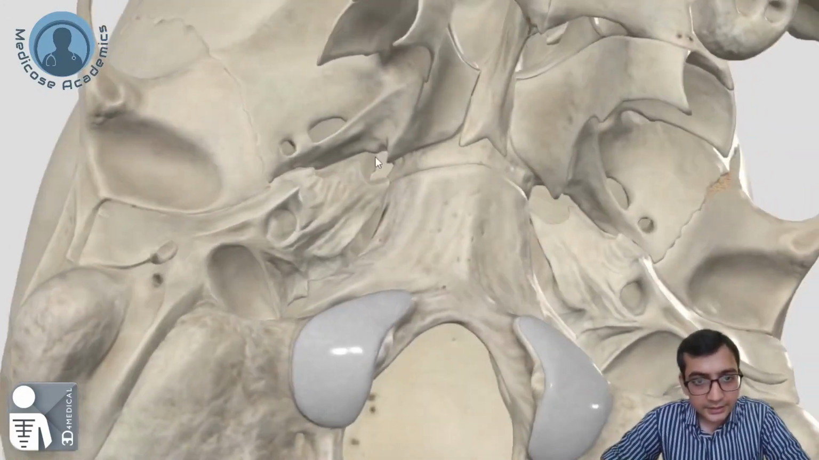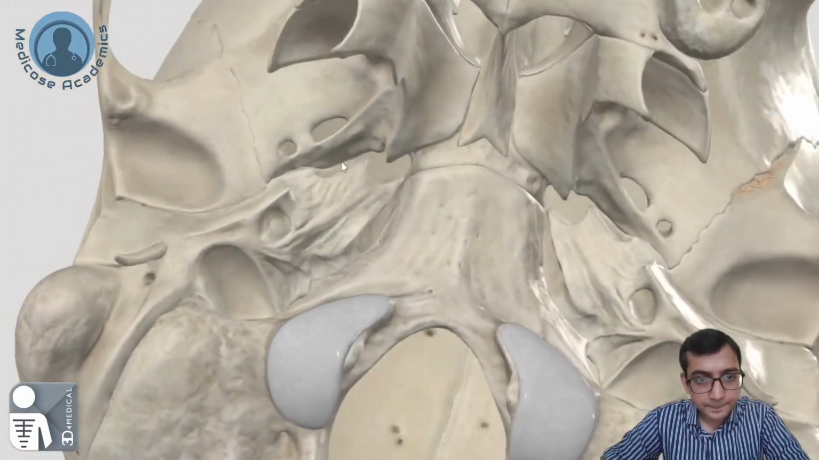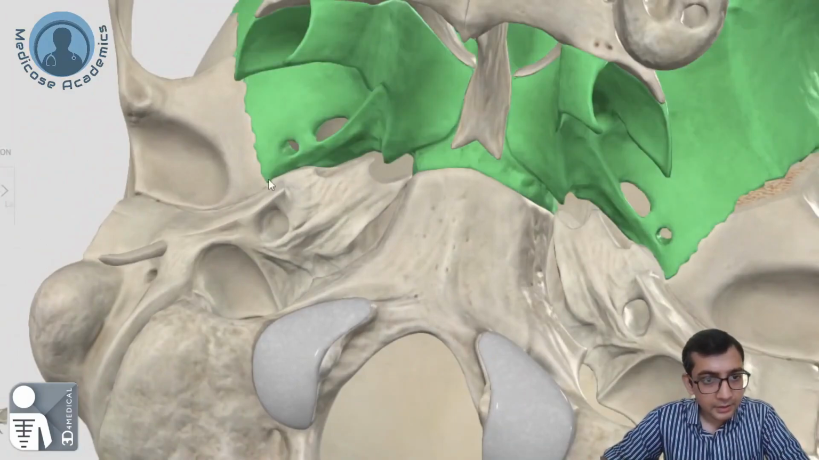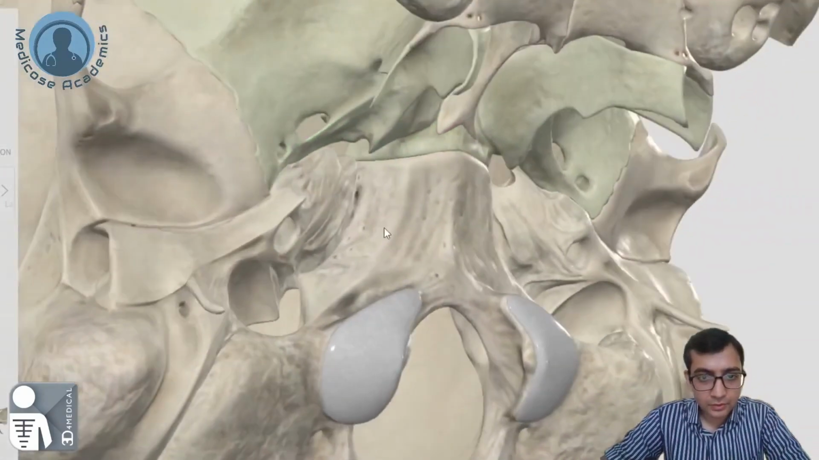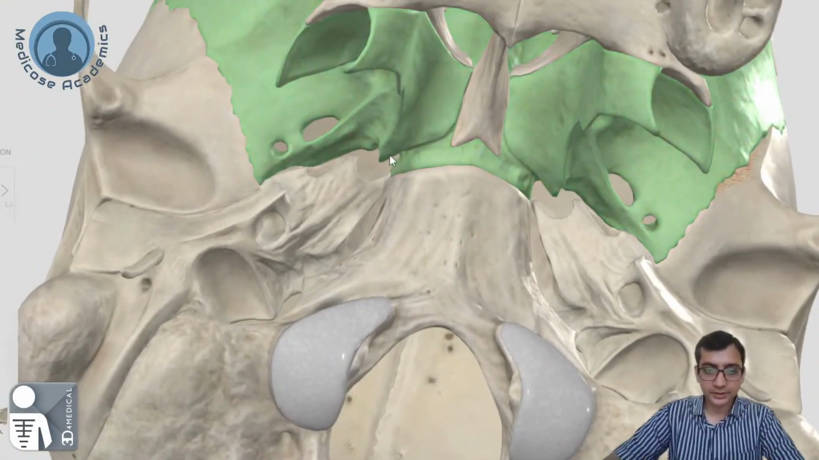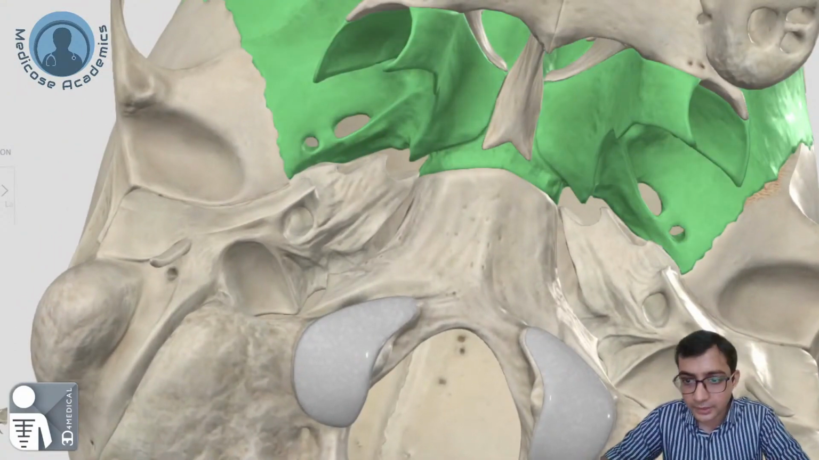So this is it, and here is the spine of the sphenoid. It's right here in front of the foramen. Sorry, I'm not very able to show it clearly.